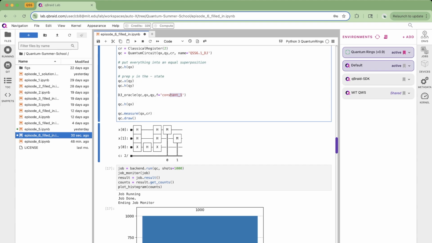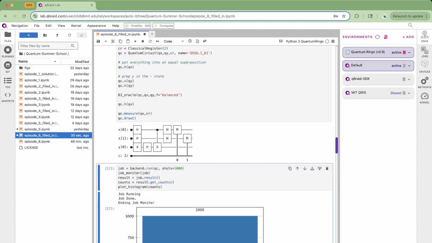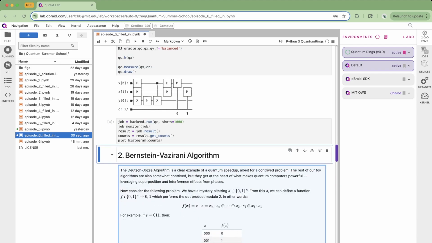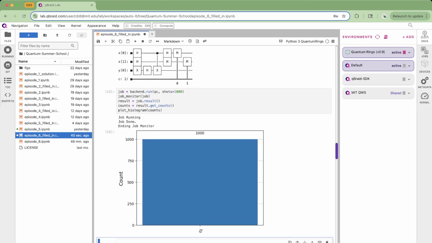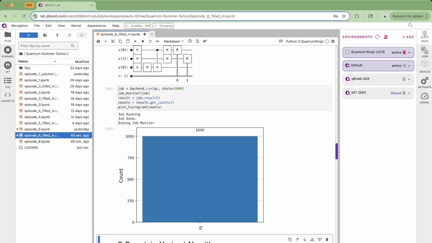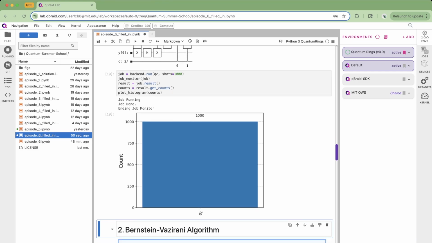We can also try our balanced function here. And now we measured something different. With the balanced function, there's a 0% chance of measuring 0, 0. So we'll measure something else for sure. But measuring not 0, 0 tells us we have a balanced function.